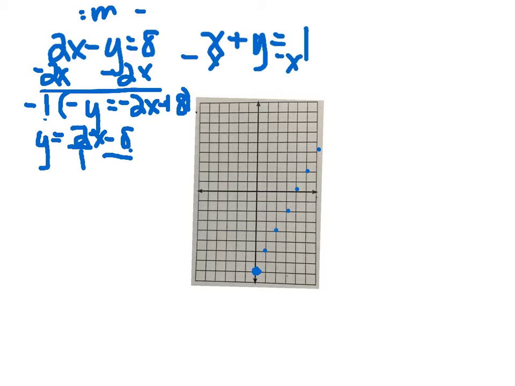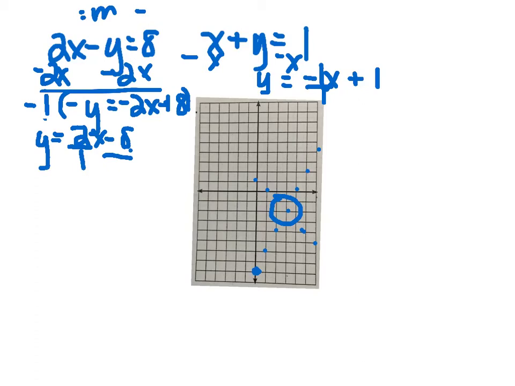So again, I want this to be in y equals mx plus b. So it's going to be negative x plus 1. And remember, the coefficient of negative x is really negative 1. So the rise is negative 1 and the run is positive 1. So I first graph my y-intercept, and from there I'm going down 1 over 1, down 1 over 1. And we can see that this point right here is the point of intersection.